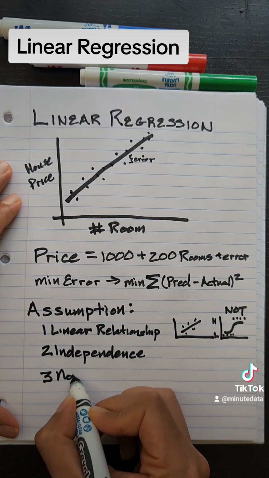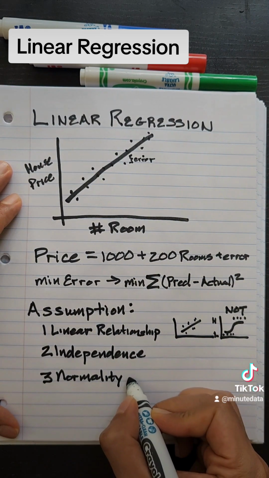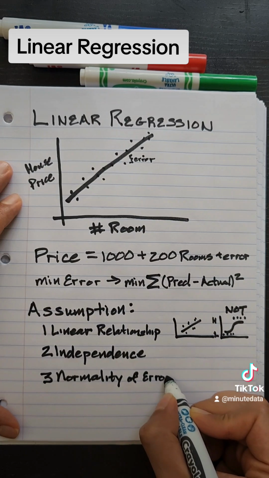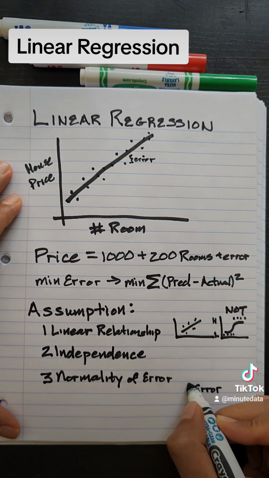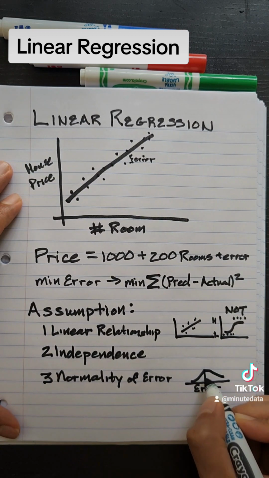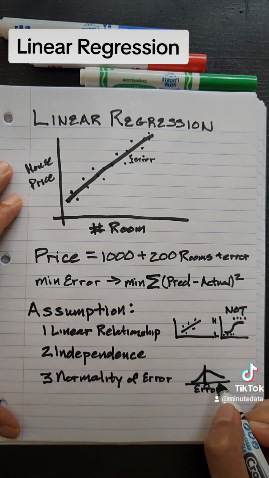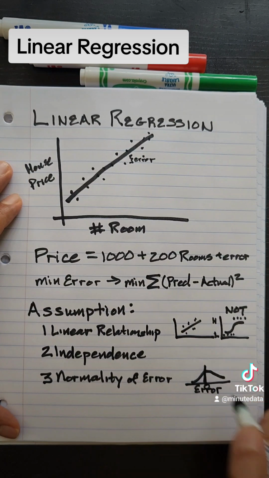Assumption 3, normality of the errors. Essentially, if you plot your errors on a histogram, does it look normal? Hopefully it centers around 0, and then some of the error will be above, and some of the error will be below.